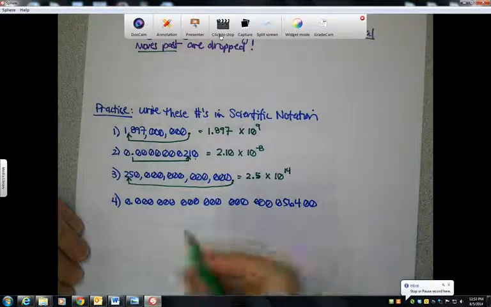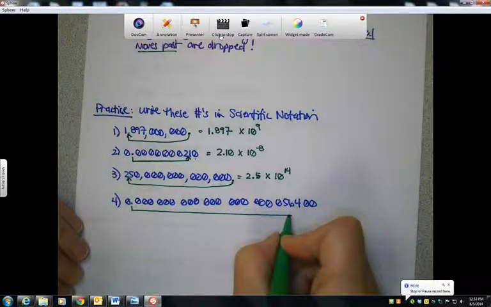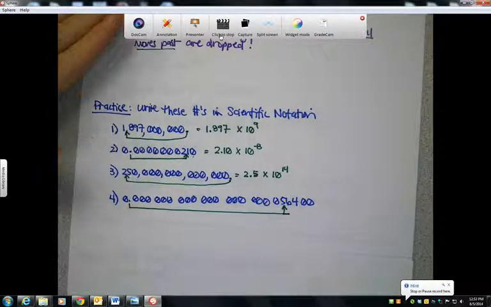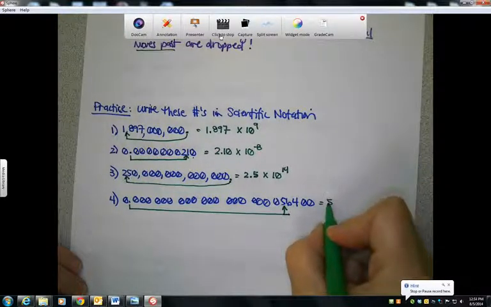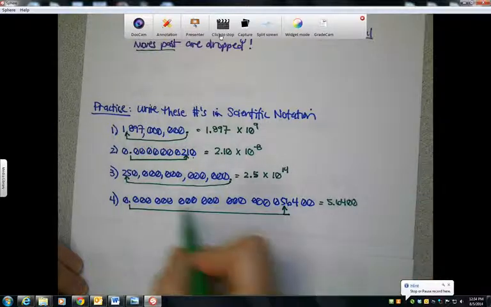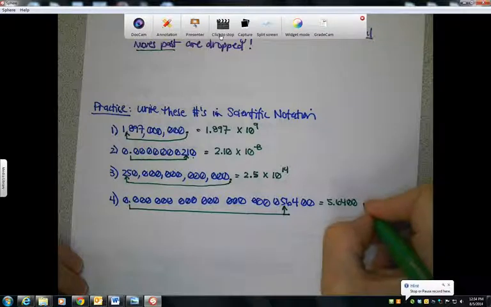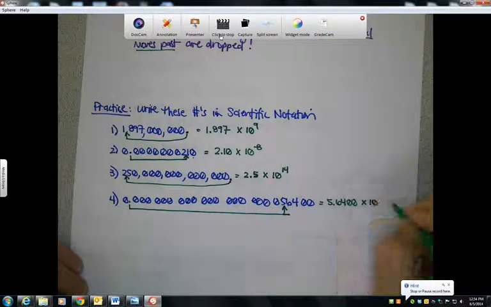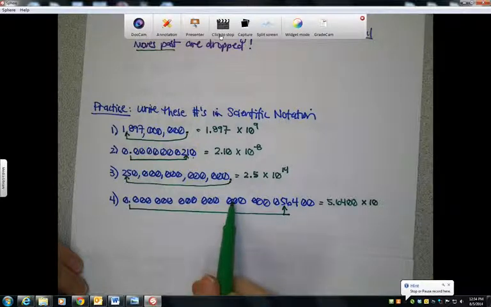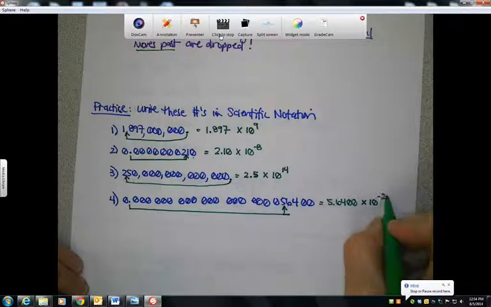And then the last one, we've got a lot of zeros to drop. We're going to move it to just past that 5. So it becomes 5.6400. Remember, you can only drop the zeros at the beginning that you're moving the decimal past, times 10 to the 1, 2, 3, 4, 5, 6, 7, 8, 9, 10, 11, 12, 13, 14, 15, 16, 17, 18, 19, 20. Negative 20.